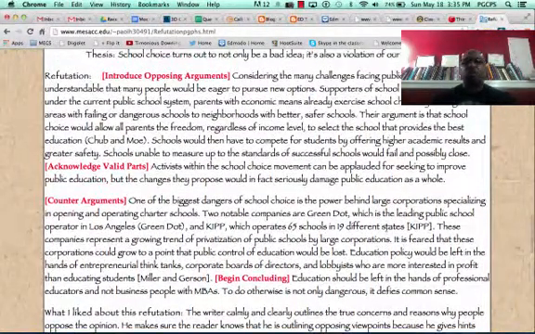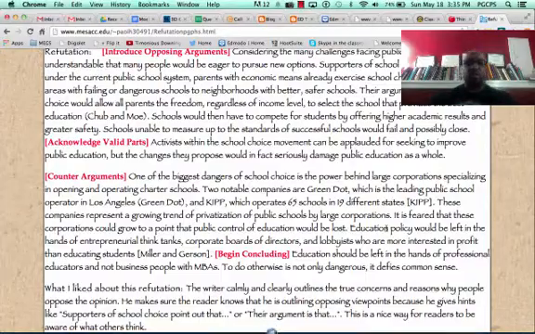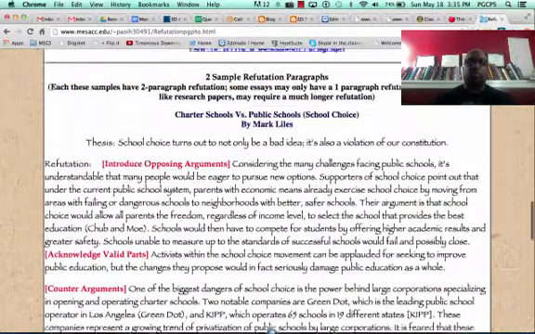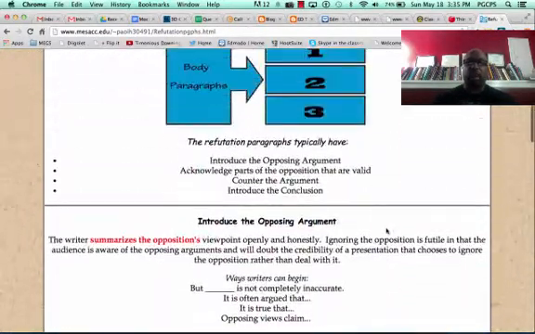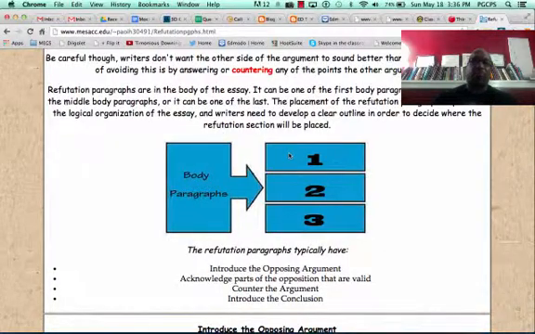So this is how you would write, and this is how you break down your refuting opposing viewpoint section. Again, you're going to do that for the first opposing viewpoint, the second opposing viewpoint, and then the third. Essentially, your refuting opposing viewpoints section should be 3 paragraphs, each paragraph arguing against one of the opposing viewpoints.